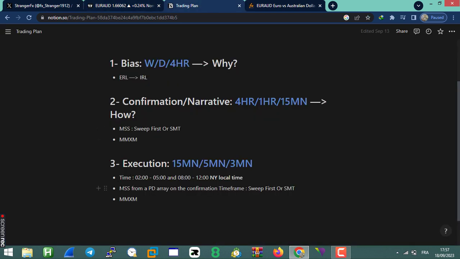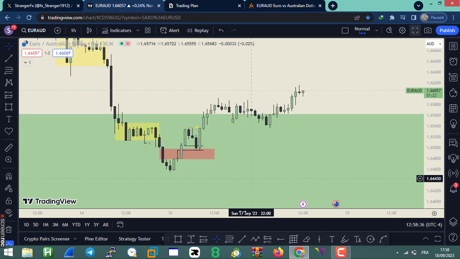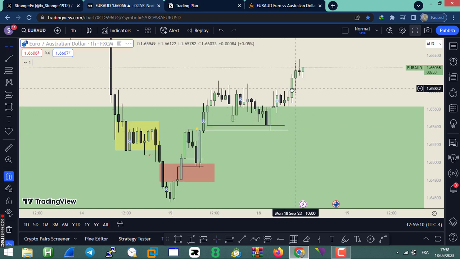The second is we want to see a market structure shift from a PD array on the confirmation time frame, and we want to see a sweep first or an SMT divergence. So a market structure shift from a PD array. So this displacement right here, this market structure shift on the 1 hour, it left 2 PD arrays. We have also this order block.